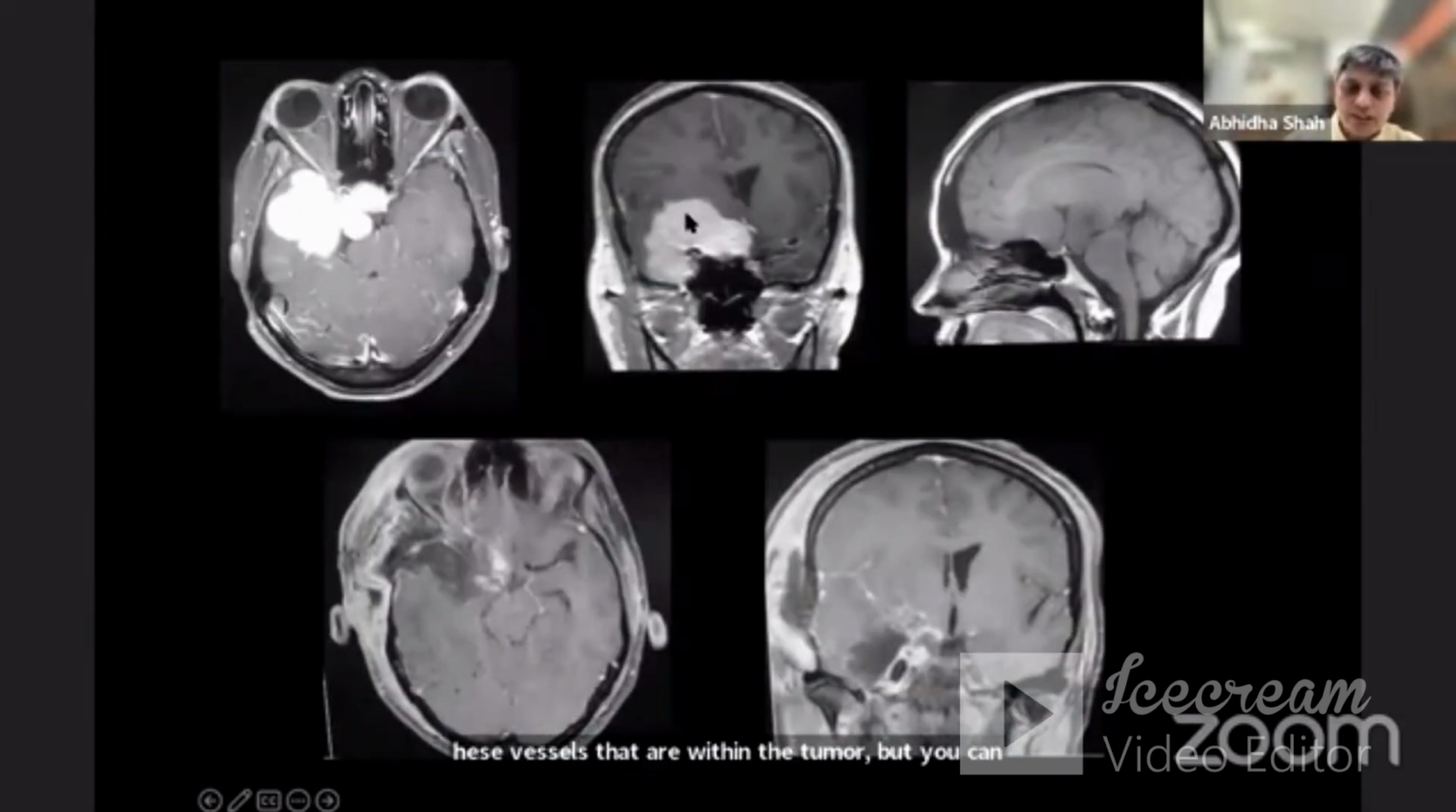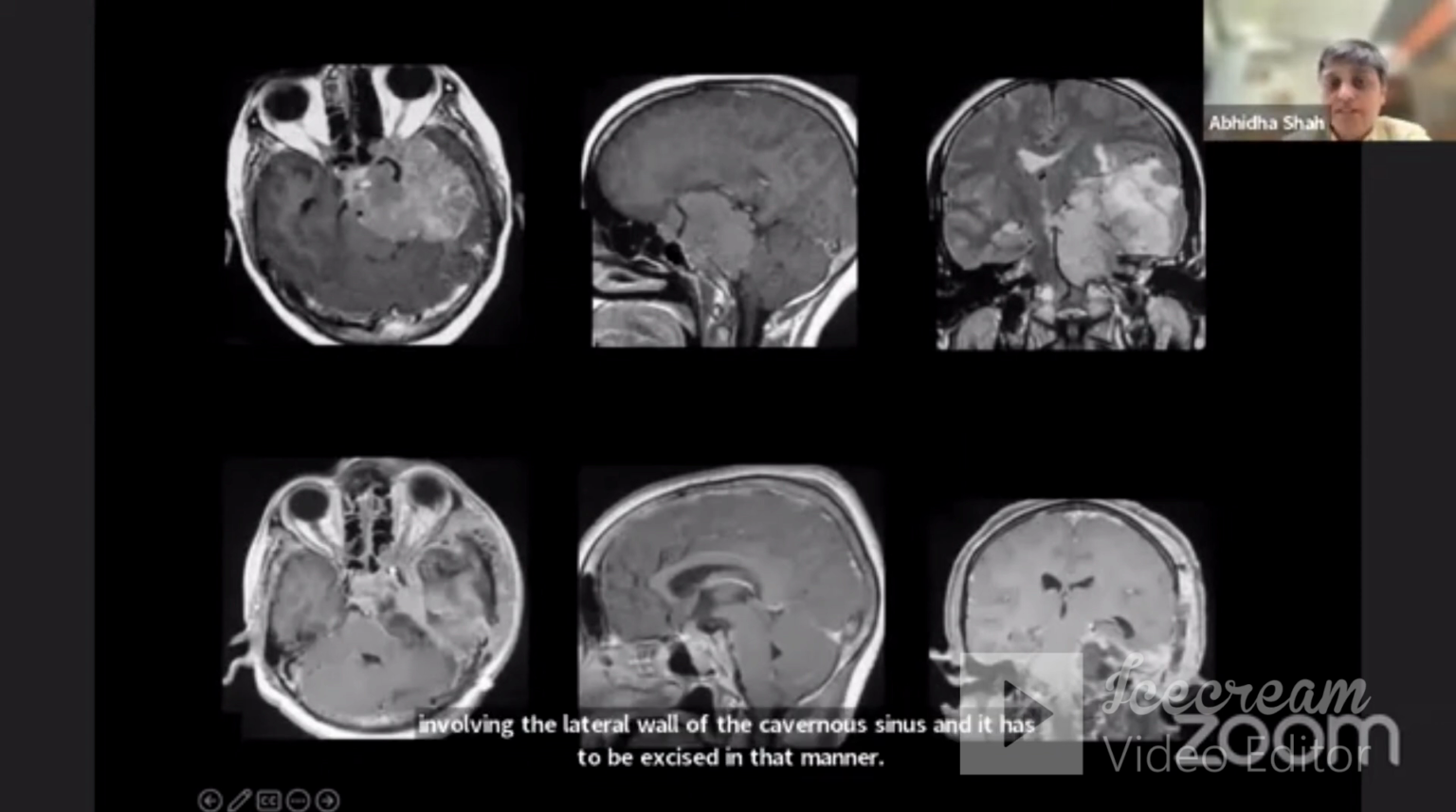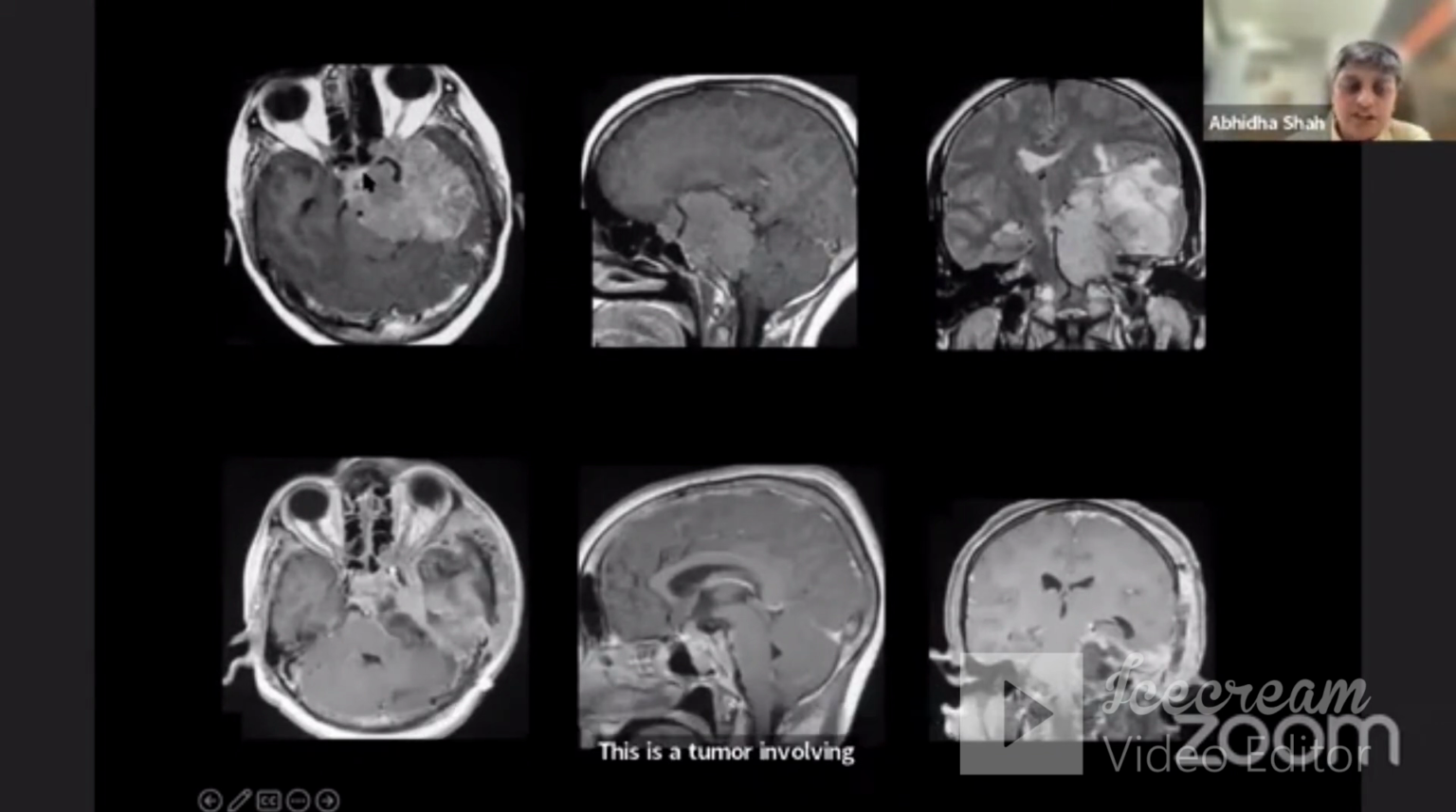This is again a tumor of the anterior clinoid process, and here you can see that the lateral part is involving the lateral wall of the cavernous sinus, and it has to be excised in that manner. This is a tumor involving all the layers of the cavernous sinus, entering into parts of the cavernous sinus. So here you see this part of the tumor has been removed.